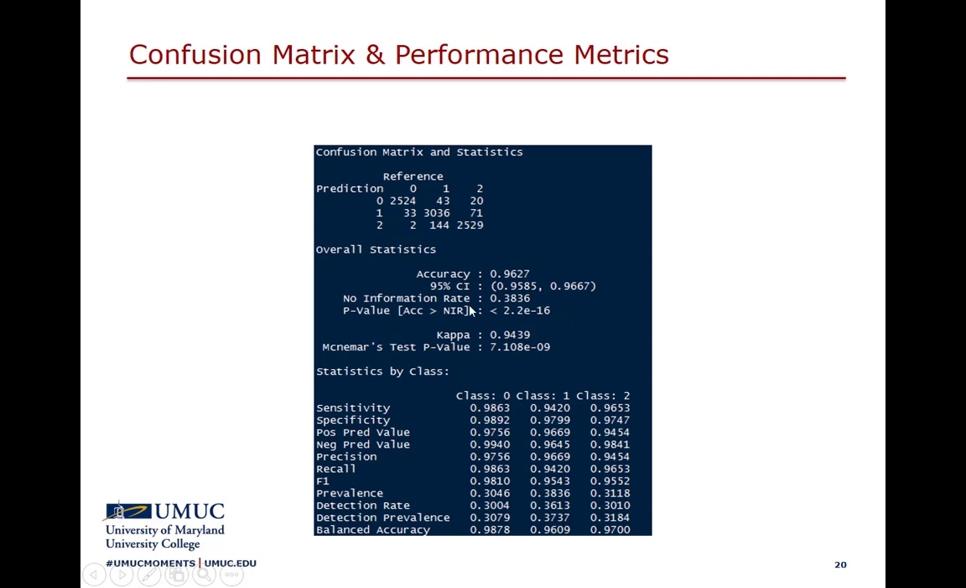The no information rate is a null model. If you don't fit any model, and you take the class with the largest number of cases and divide by the number of cases you have in the data, that is the number you get. So that means the model is a lot better than random prediction, right? 96% versus 38%. And this is the corresponding p-value, and the kappa statistic, which again is a measure of agreement between what is predicted and what is actual, and which is a high number as well.